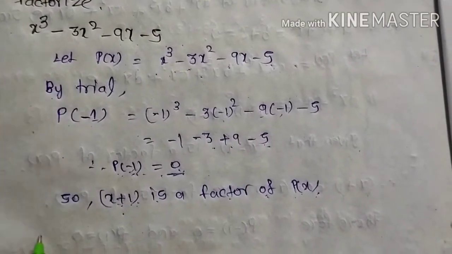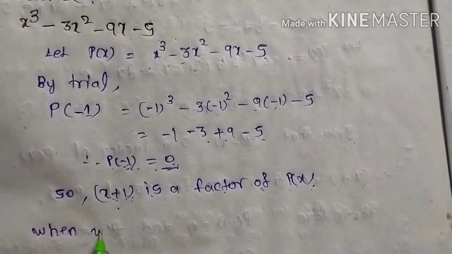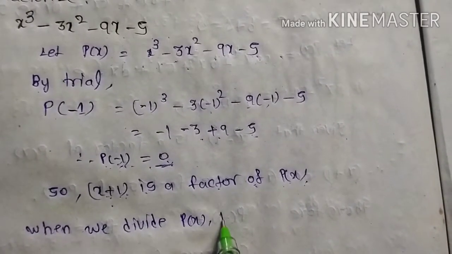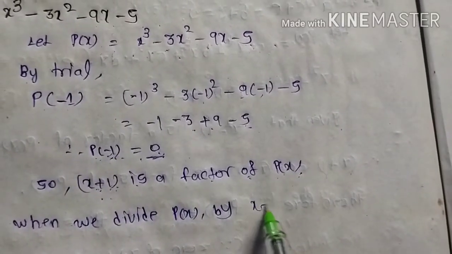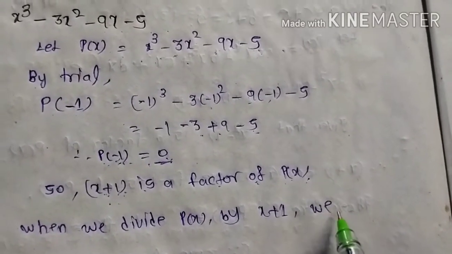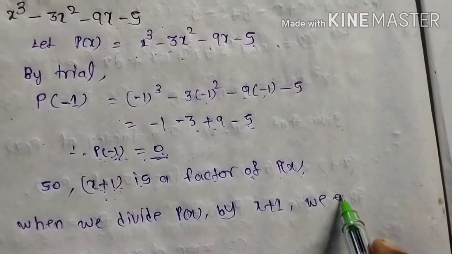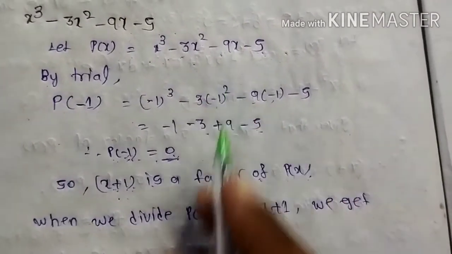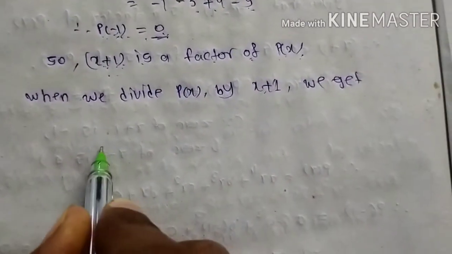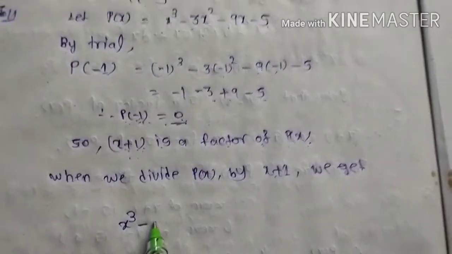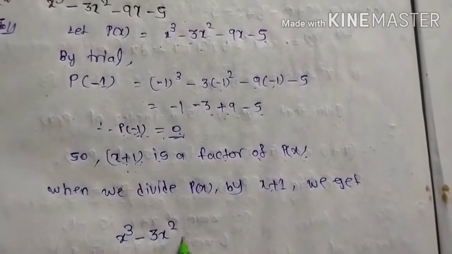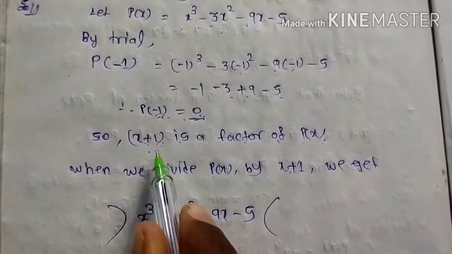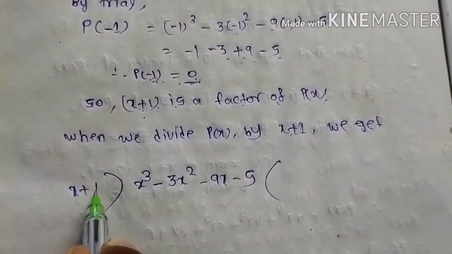Now you can see here when we divide p of x by x plus 1, we will get the quotient. First you can divide it. What is p of x? p of x is x cube minus 3x square minus 9x minus 5. I need to divide with which one? x plus 1. You can see here x plus 1.